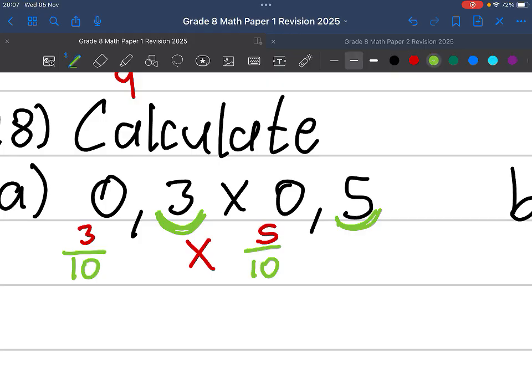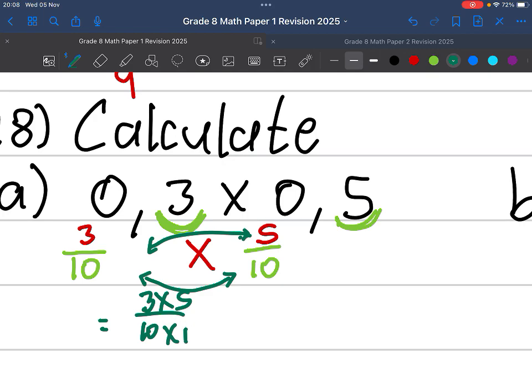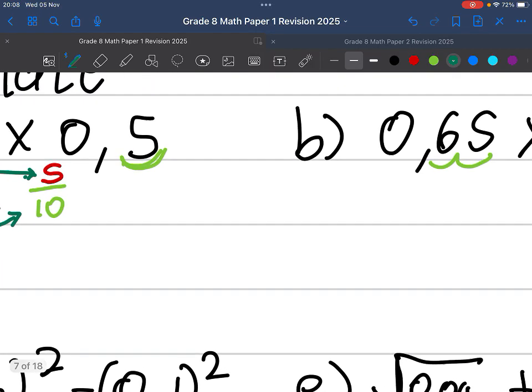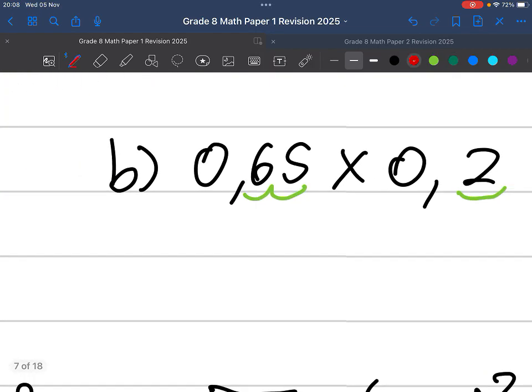Now that you have this, we just multiply in fractions. When multiplying, we multiply straight across like this here. So it's essentially 3 times 5 over 10 times 10, which works out to 15 over 100. Let's keep the momentum going. Equals. This is going to be 2 decimal places, so over 100. And those two numbers are 65.